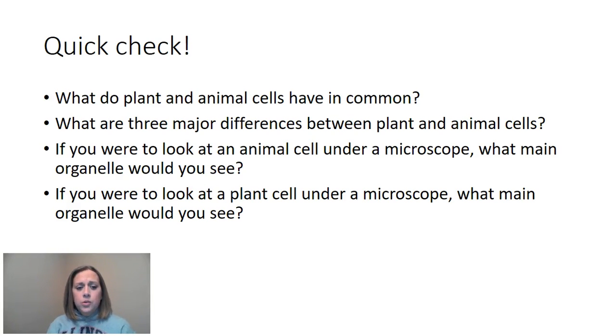So now let's do another quick check. Four questions. Pause the video if you need to write down your answers. Number 1, what do plant and animal cells have in common? Number 2, what are 3 major differences between plant and animal cells? Number 3, if you were to look at an animal cell under a microscope, what main organelle would you see? And finally, if you were to look at a plant cell under a microscope, what main organelle would you see?